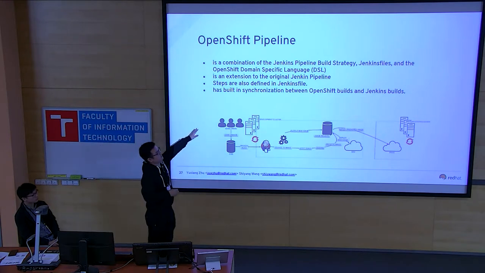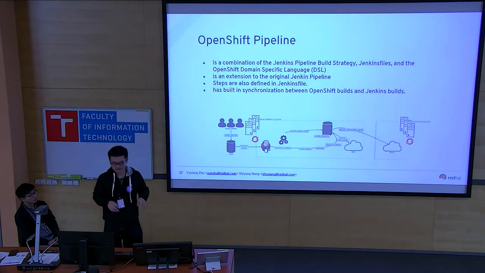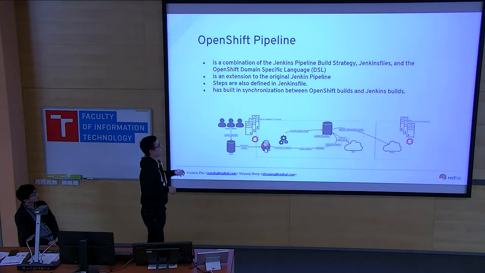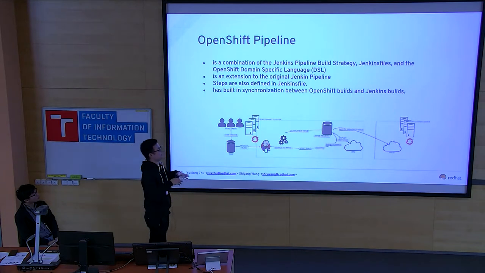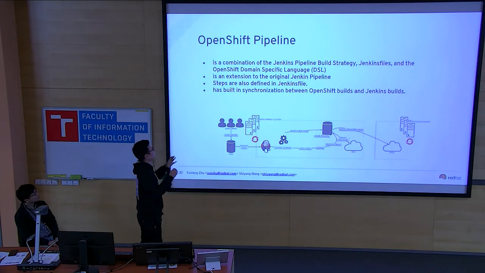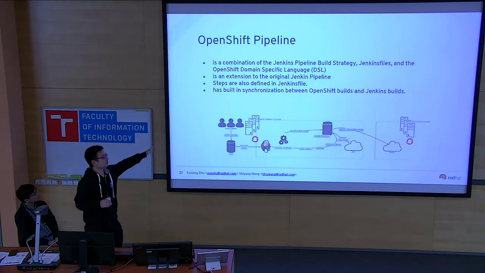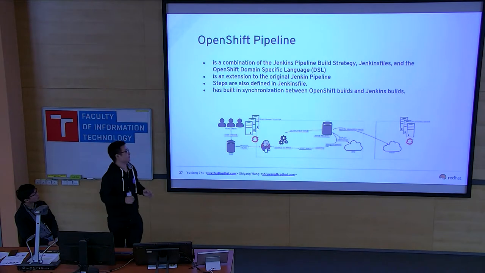And OpenShift extends this technology by providing you a new domain-specific language. So in your Jenkinsfile, in the Groovy language, you can write the OpenShift DSL to interact your pipeline code with the OpenShift API server. And once you create a new OpenShift pipeline job, a Jenkins job will be automatically created and linked to the OpenShift job. So it has a built-in synchronization mechanism.